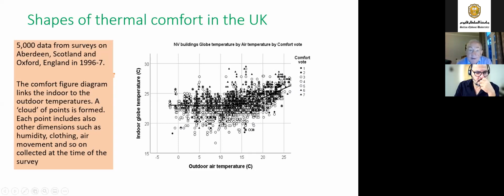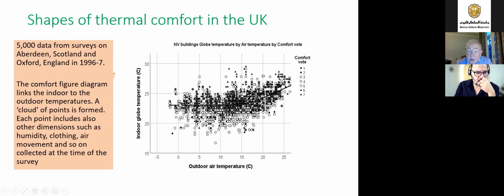This is an indication of the complexity of thermal comfort, that it's not precise. A lot of the work that's been done is to try and find a precise description of a really rather vague shape.